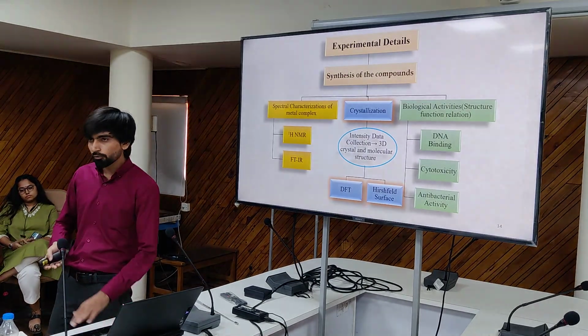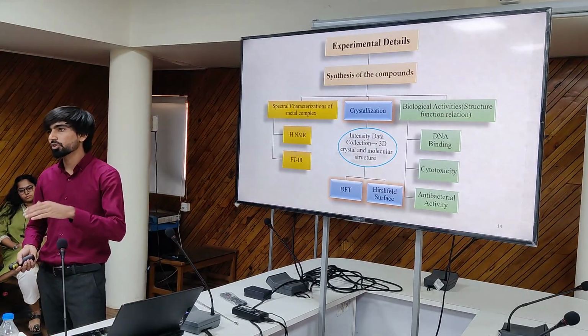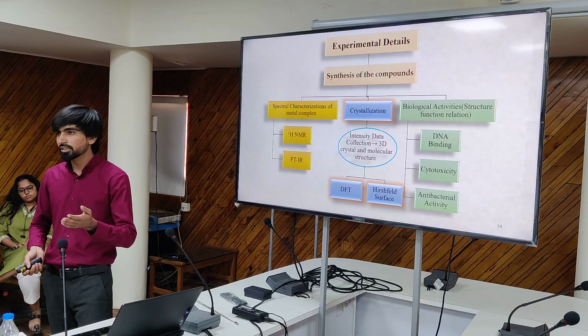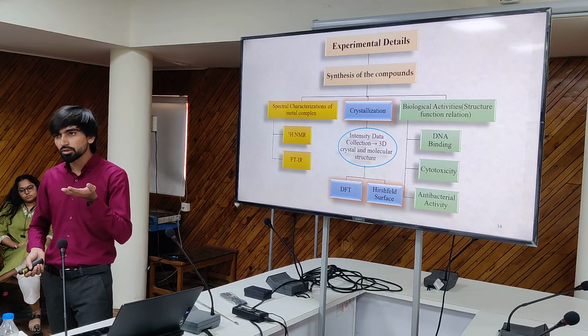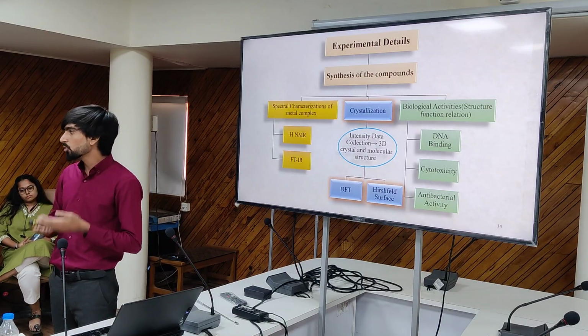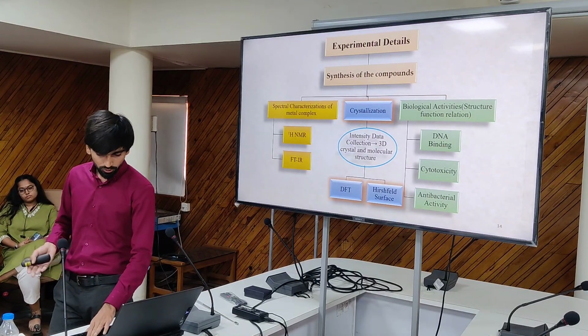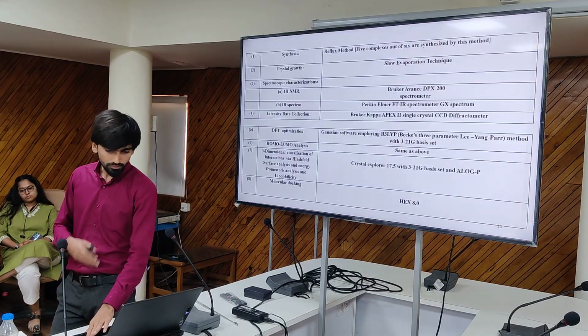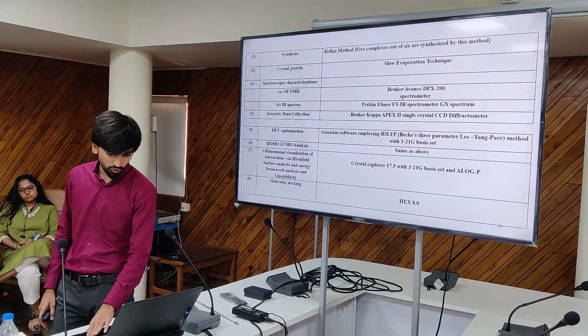Cytotoxicity is carried out because sometimes some metal complexes show a good response against the DNA, but at the same time the toxicity also increases. So this is not our goal. At the same time, we need to reduce the toxicity of the molecule. And after that we also carry out the antibacterial activity. This is crystallographic analysis and instrumentation.